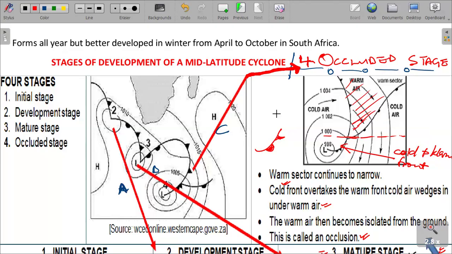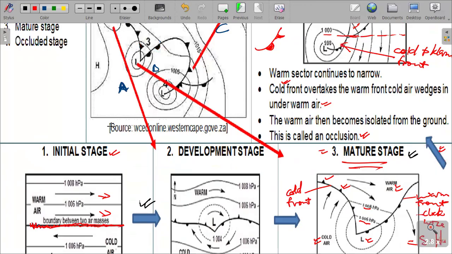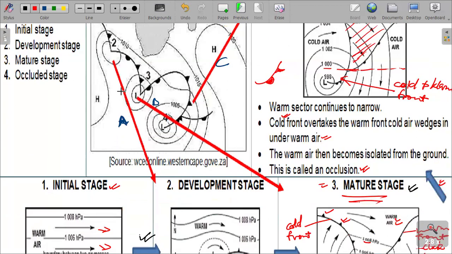Please, class, in the exam they always give you the stages. You are supposed to know, when you are given stage 1, that this is the initial stage, and how the initial stage looks, with arrows in the photograph. Stages 2, 3, and 4 are the most commonly asked, where you need to know the development stage, the mature stage, and the occluded stage.